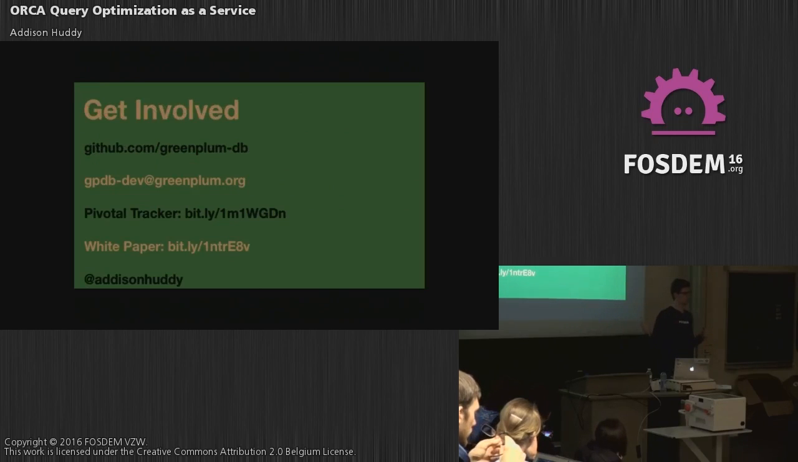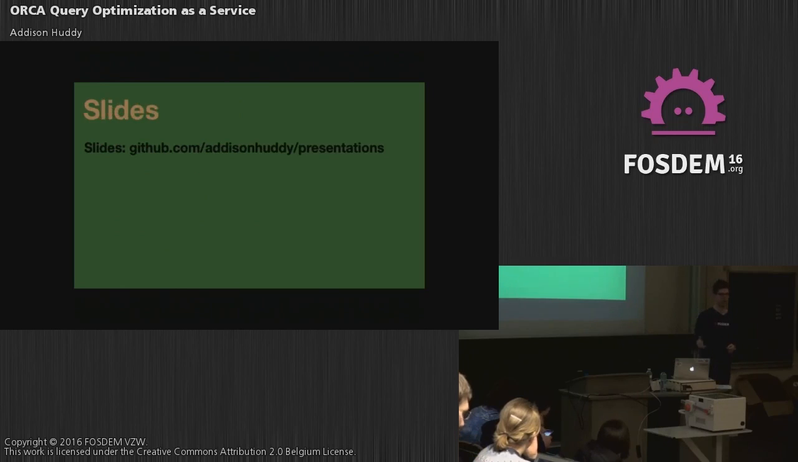So if you want to get involved, we live in the Greenplum project, but we're used in a lot of other databases. The community isn't that big yet, so we're riding our coattails. Talk about it on the dev mailing list. We have a public Pivotal Tracker that we use to track all of our work, so you can get in there, comment, and see what we're working on. There's a white paper if you want even more details. And you can tweet at me and tell me how this presentation was.